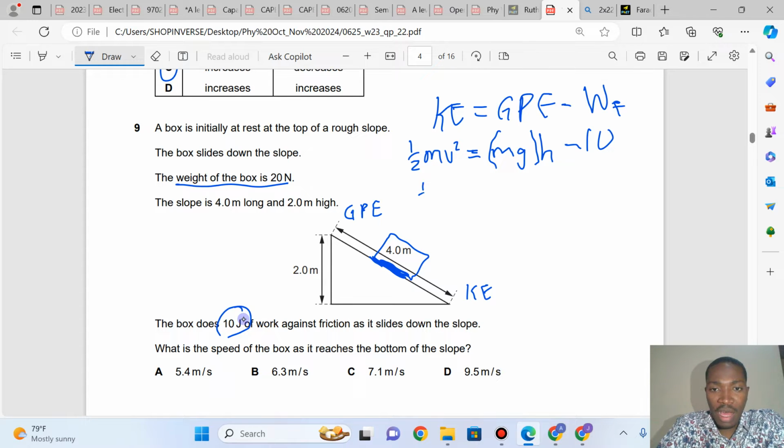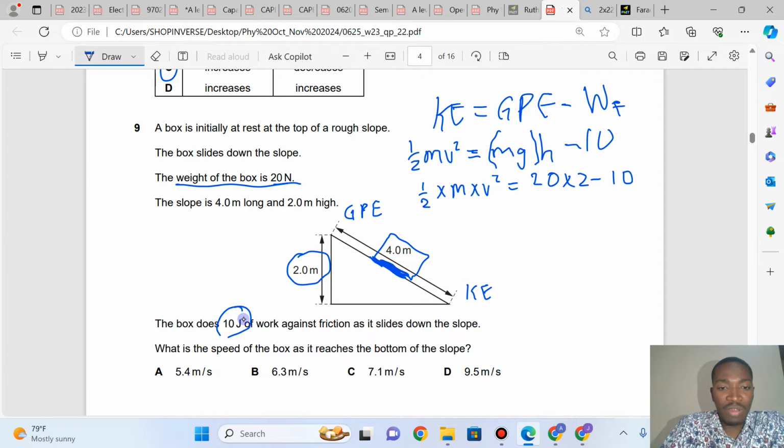So half times mass times v squared equals mg, which is 20, so I'm putting 20 here. Height is 2 meters, minus 10 joules. Now take note of something. I said mg is the weight, which is 20 newtons. Since mass times gravity is equal to 20 newtons, and gravity is 9.8, mass times 9.8 equals 20. That simply means the mass equals 20 divided by 9.8.